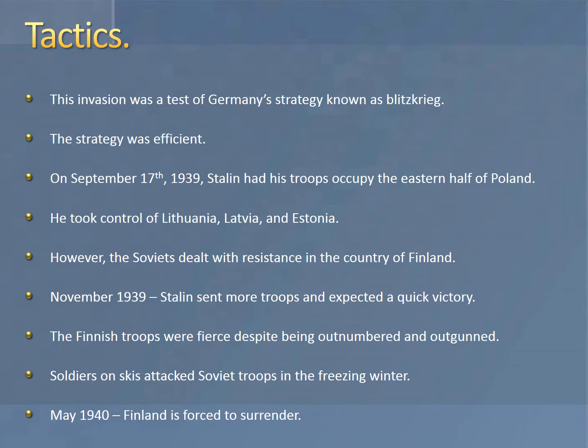And one of the unique things I learned was that soldiers on skis were actually attacking Soviet troops in the freezing winter. So you had soldiers on skis attacking these Soviet soldiers. Unfortunately, in May 1940, Finland will be forced to surrender to the Soviet Union.